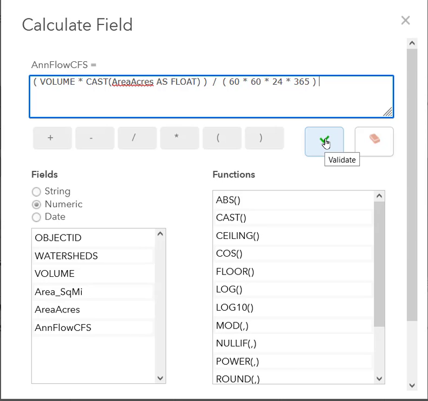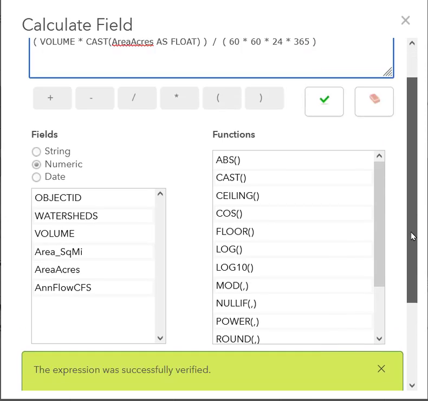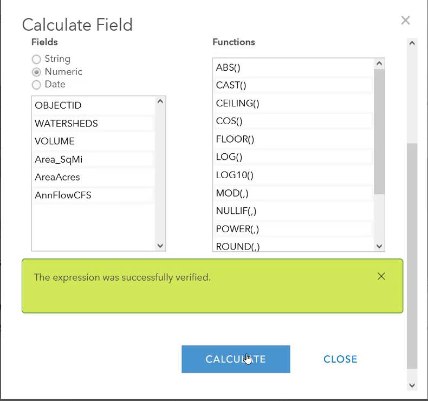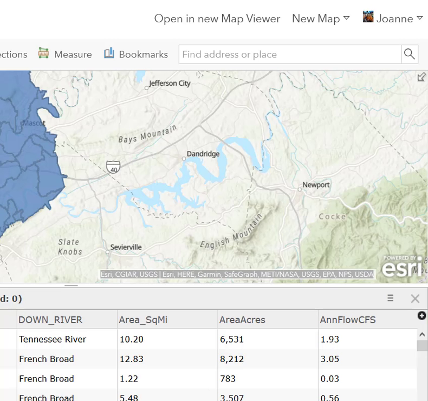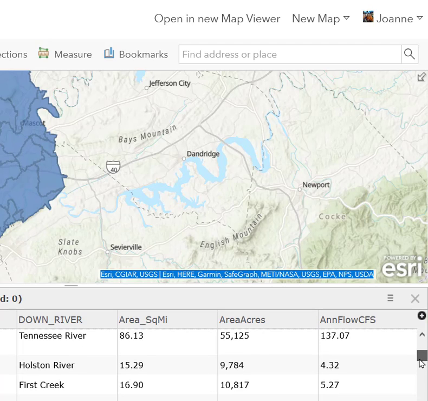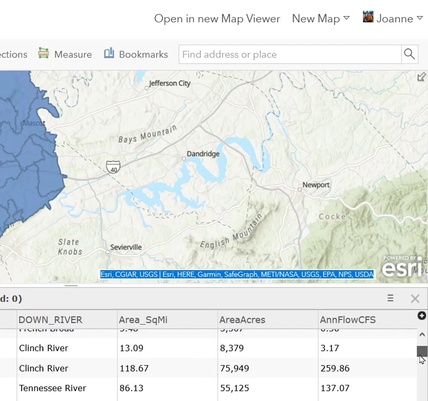So I'm going to check my syntax and make sure it's okay, looking good, and then I'm going to go ahead and calculate. And now I'm just showing you the part of the screen that has the calculations in it here, so they look perfectly good to me. These are numbers that are pretty average. The bigger the stream, like Beaver Creek, is a pretty good size watershed. So it's 259.86 cubic feet per second.